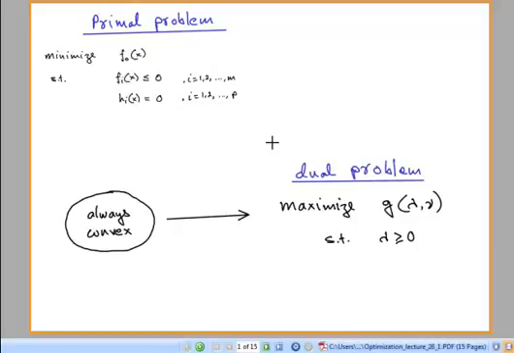And the reason we want that is, if we restrict the lambdas to be positive, then we have a lower bound on the optimal value of the primal problem. The optimal value p star is always at least as big as any value taken by G with the constraint that lambda is positive.